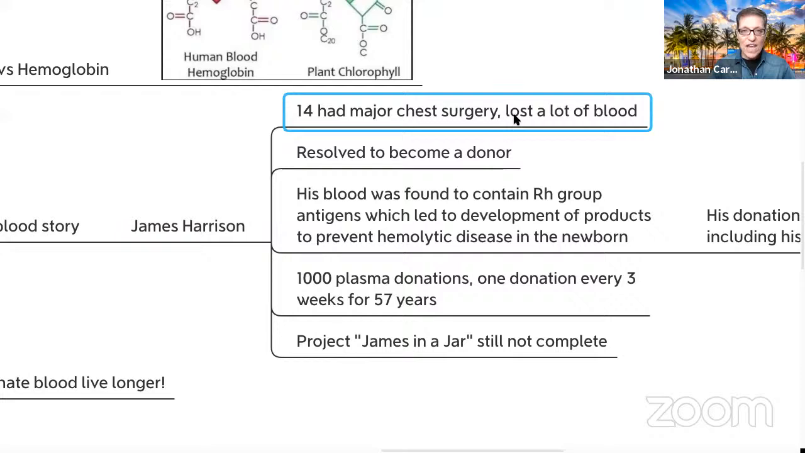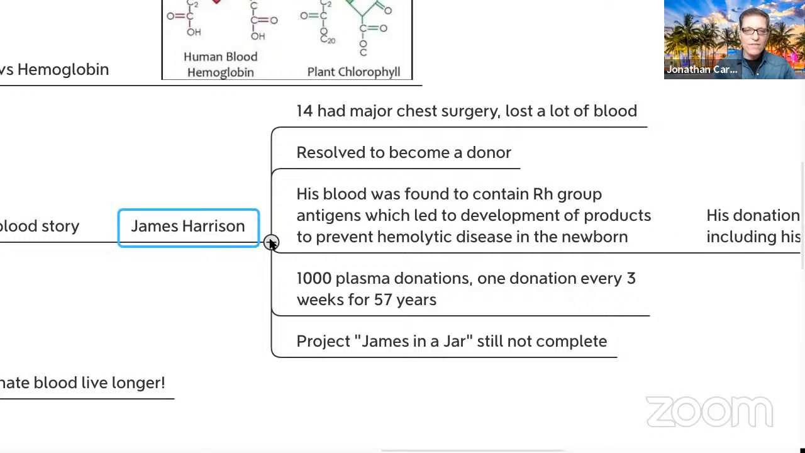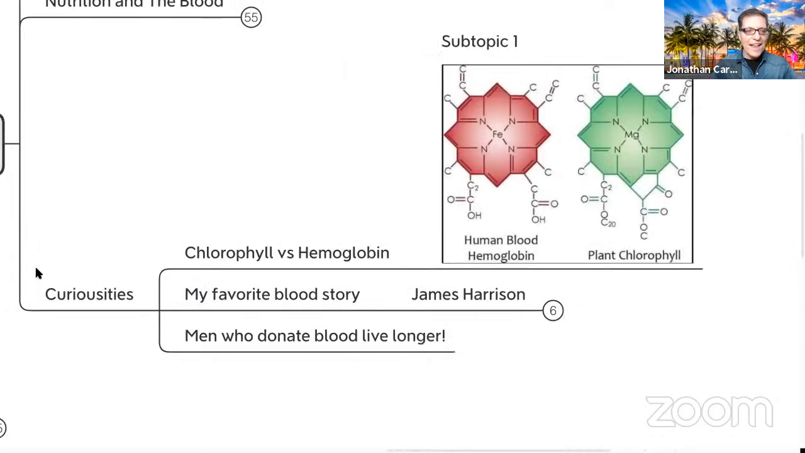I mean, think about it. If he hadn't had that horrible chest surgery at 14, there wouldn't be a lot of babies that survived with that. Incredible. The other curiosity that I find really interesting is the difference between chlorophyll, which we all know is the green in plants, and hemoglobin.